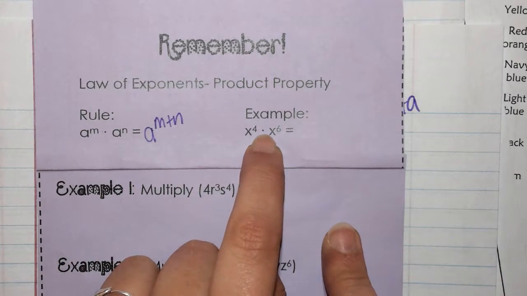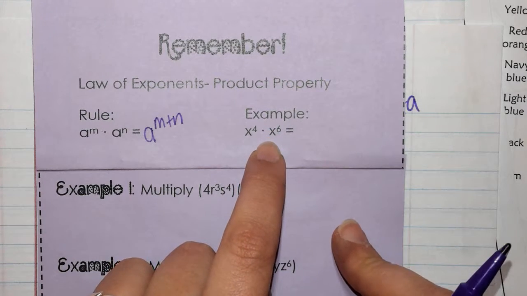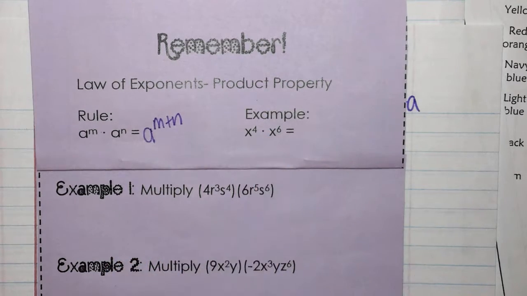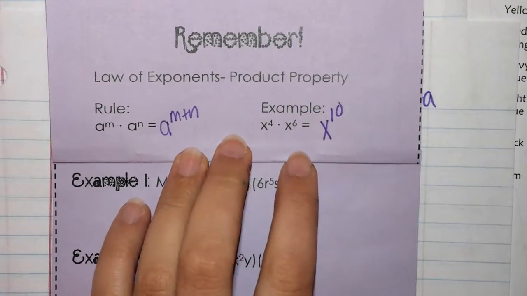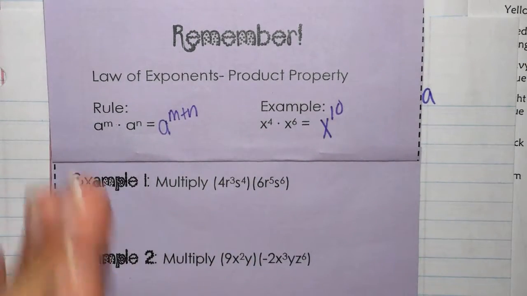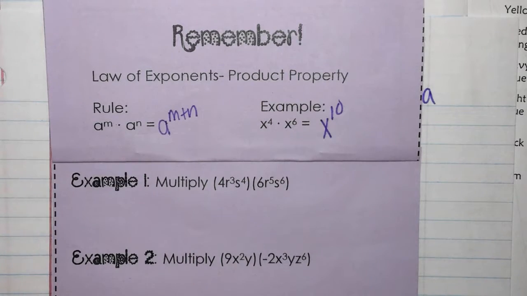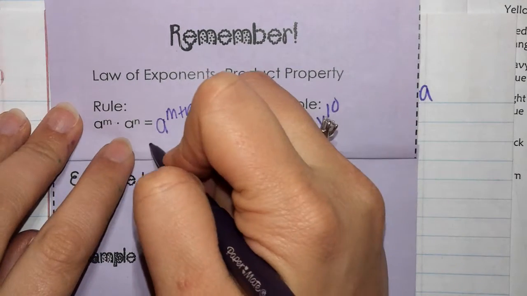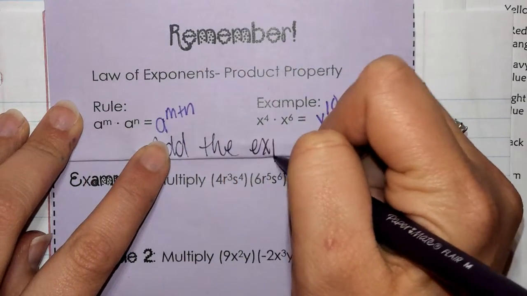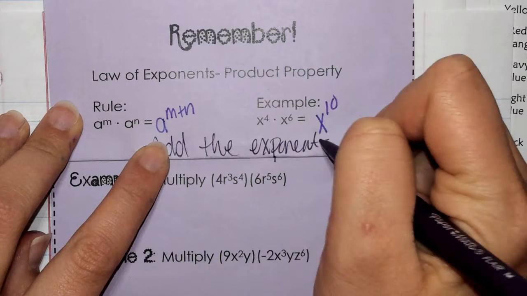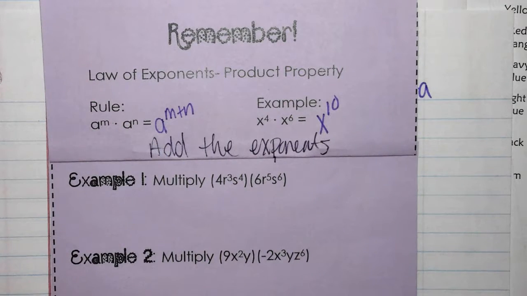So over here, what are we going to do with the 4 and the 6? Are we going to add them or multiply? Add. It's the same thing, guys. It's x to the 10th power because 4 plus 6 is 10. When you multiply like bases, add the exponents. So please write that down. Add the exponents. And it's probably important since I keep saying it over and over again.